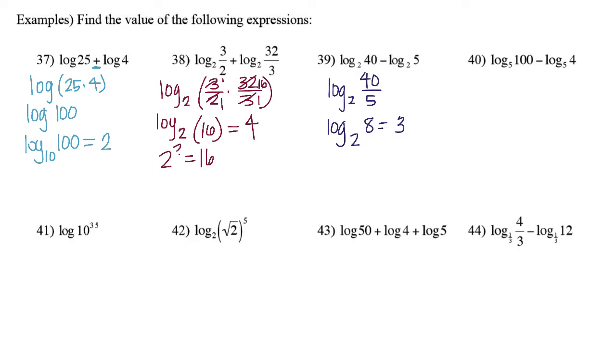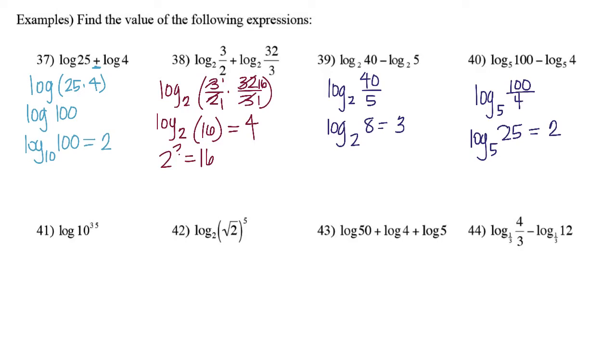Again, number 40, same idea, same process. Again, we are subtracting, so let us condense. But this time, notice we are base 5 of 100 over 4. And so that's going to be log base 5 of 25. And 5 to what power is 25? 5 to the second.